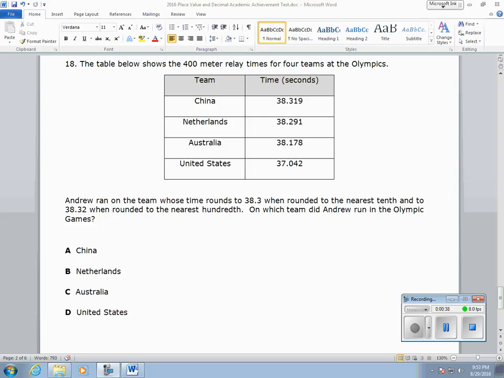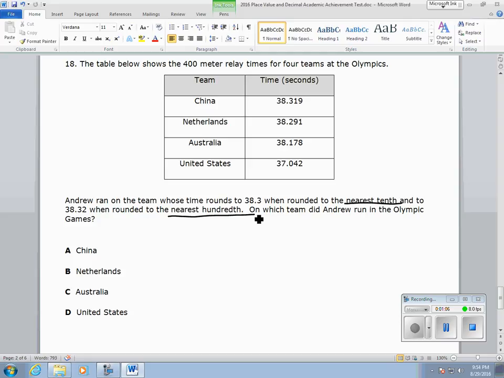The question says, Andrew was on the team whose time rounds to 38.3 when rounded to the nearest tenth, and to 38.32 when rounded to the nearest hundredth. On which team did Andrew run in the Olympics? So you need to do each one. You need to round to the tenths first, and then you're going to round to the hundredths.